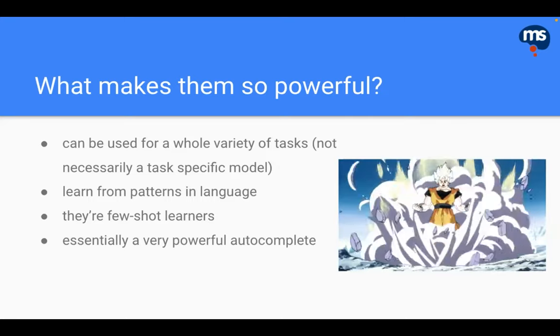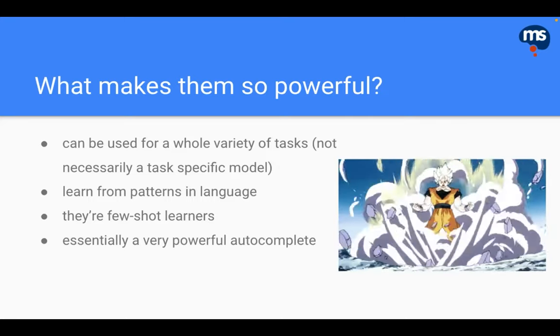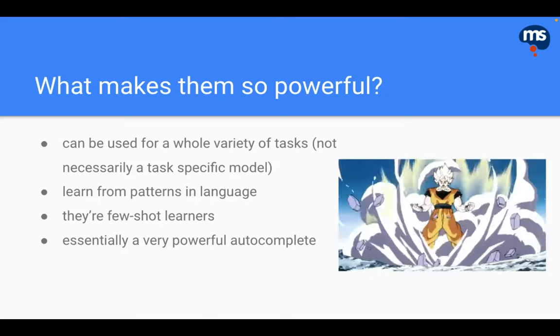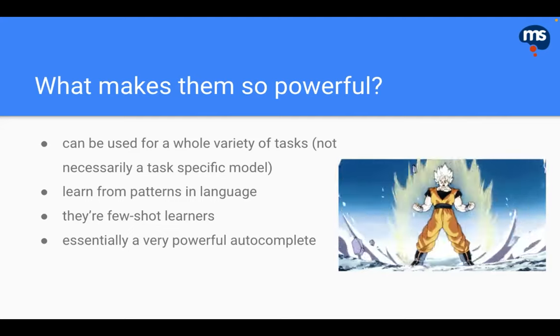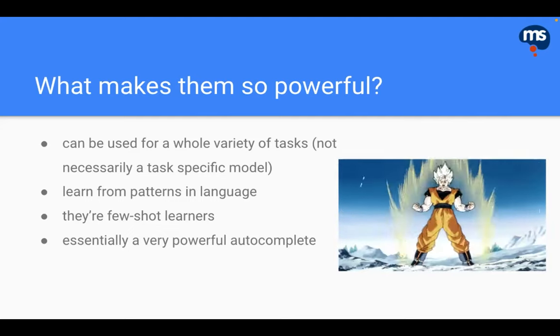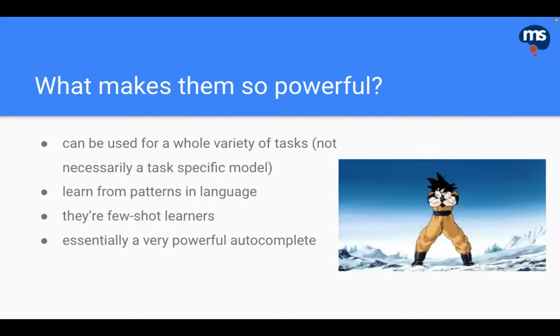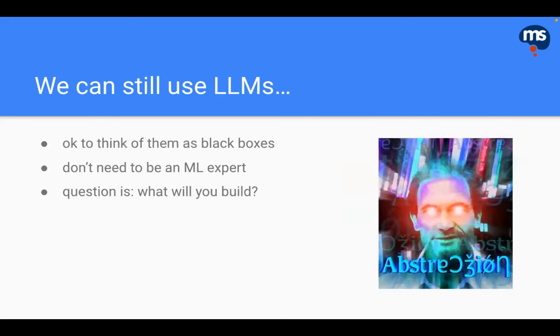They can easily reason from very, very few examples, which makes them very applicable to business use cases or to solve problems in the real world, right? And as we discussed, they're very powerful at autocomplete, essentially, right? But you might ask, why should you care about LLMs, or why should you build with them? So it's okay to think of them as black boxes, right?